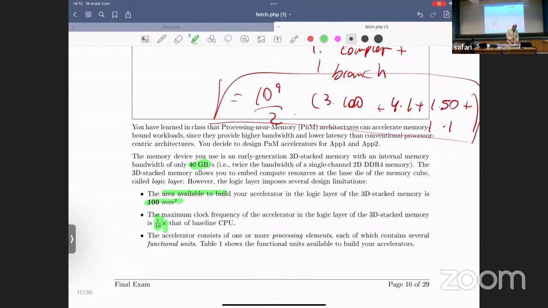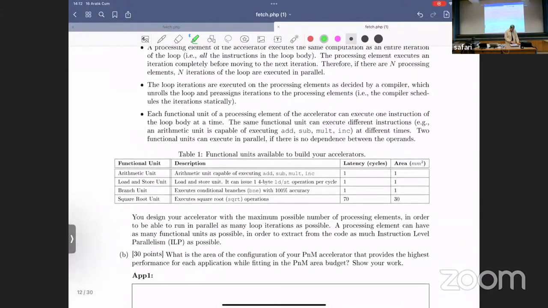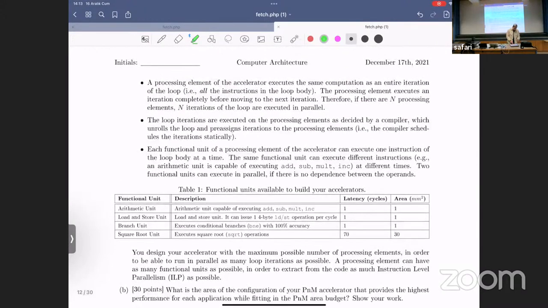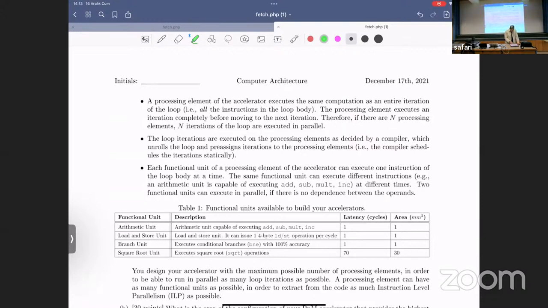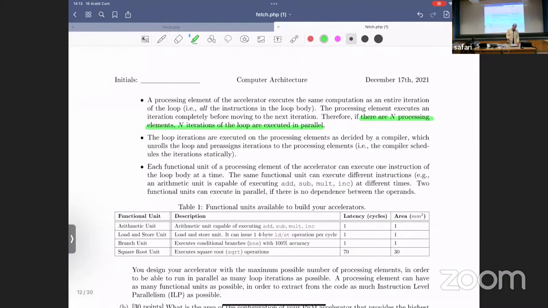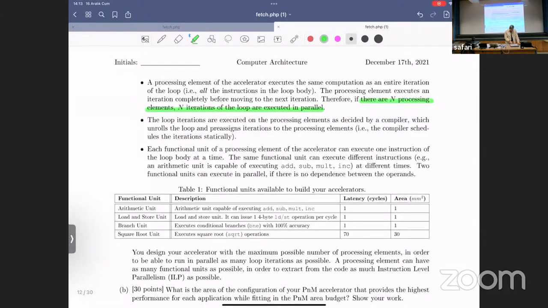The important part here is that the accelerator is going to consist of multiple processing elements, and each processing element is going to have several functional units. It gives you a table here with the functional units available for you to execute, a description of them, the latency they take in cycles, and the area they are going to occupy. The processing element is going to execute the same computation as an entire loop body. So there's no pipeline; you execute every single loop iteration in one step in the processing element. Therefore, if you have n processing elements, n iterations of the loop are executed in parallel. So as many processing elements as you have is the parallelism you can extract from the loops. The loop iterations are executed on the processing elements as described by the compiler.